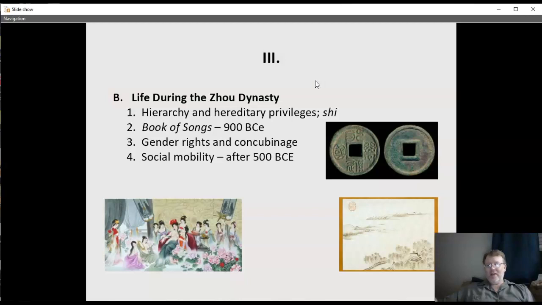Social mobility after 500 BCE. We do see lots in large cities after 500 BCE. We actually start to see the very first close to million-person cities. For 1,000 years, the only place in the world that had cities of this size was China. No one else even came close. China had million-person cities 1,000 years before anyone else did. Long before anyone else.